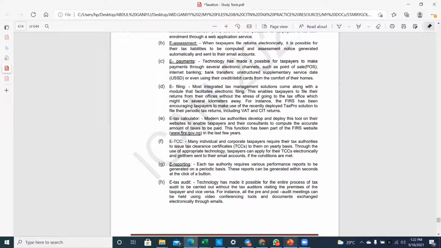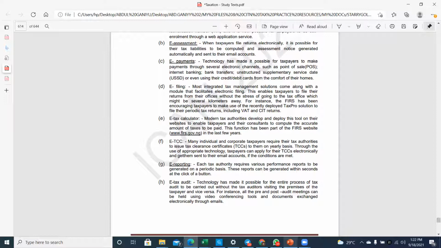So with that, it is possible for the entire process of tax audit to be carried out without the tax auditors visiting the premises of the taxpayer and vice versa. For instance, all the pre and post audit meetings can be held using video conferencing tools and document exchange electronically through mails. Yes, this is happening currently in practice.